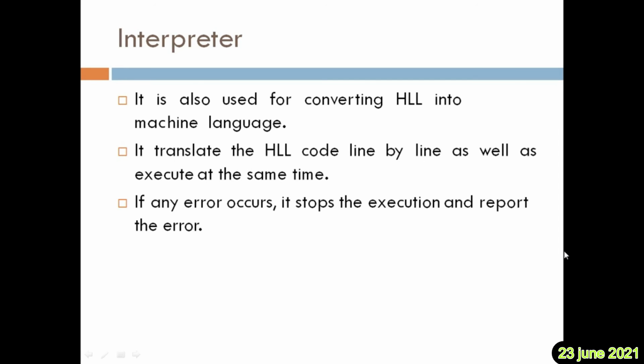In other words, what is the interpreter now? It is also used for converting high level language into machine language. It translates the high level language code line by line as well as executes it at the same time. If any error occurs, it stops the execution and reports the error. Unless you correct the error at that line, it will not go to the next line.